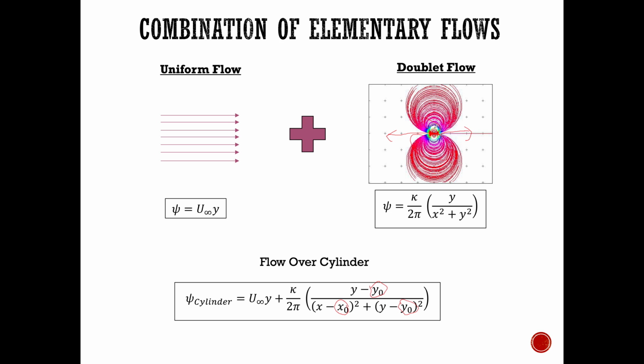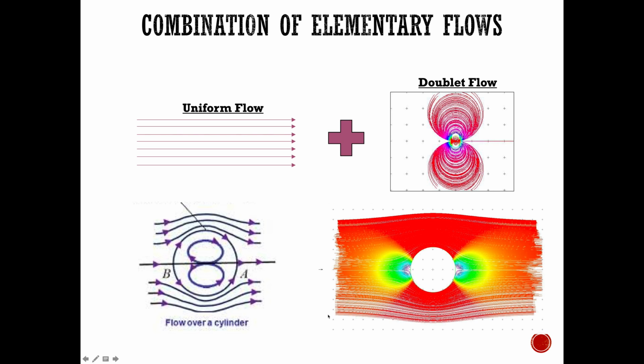So when you superimpose the uniform stream plus the doublet, make sure the direction of the doublet is opposite to the direction of the free stream, so that you get the stagnation point that you're looking for. Here you have the equation for the combination of source plus uniform plus doublet. Again, you get flow over a cylinder. For the first time in aerodynamics, people were able to simulate flow over a cylinder using just the concept of stream function and elementary flows.